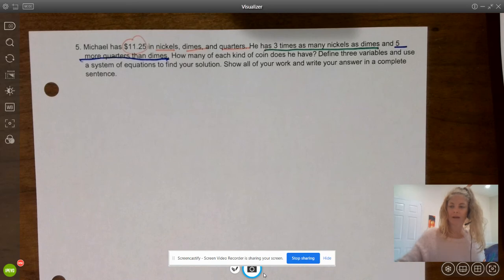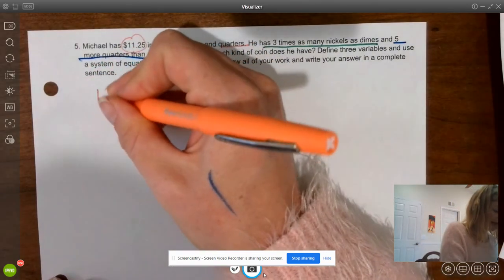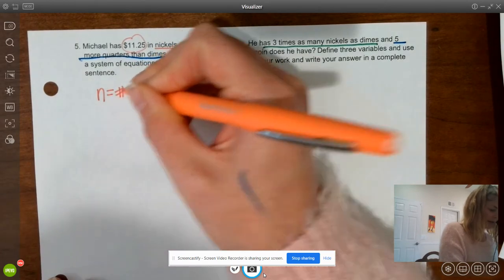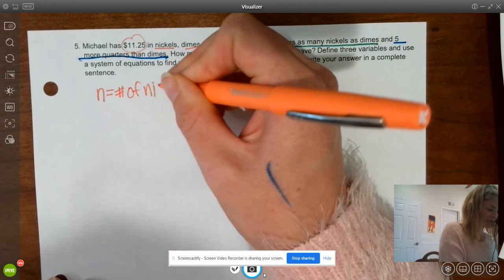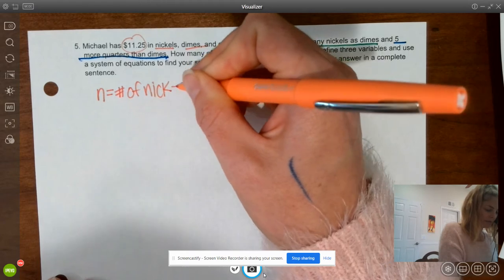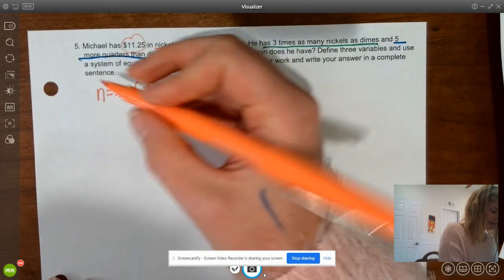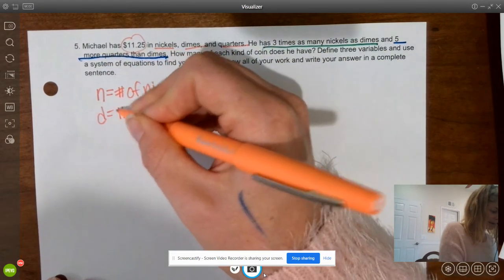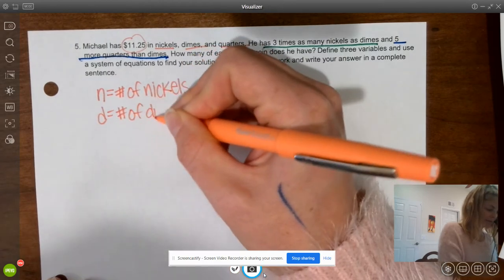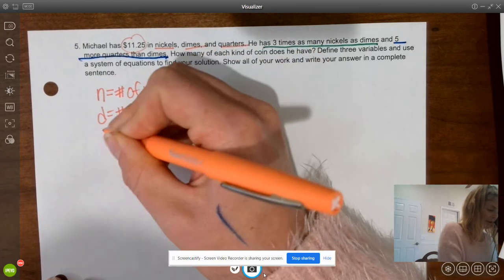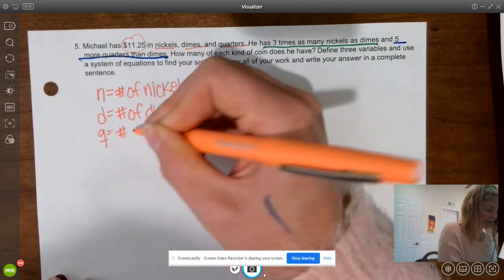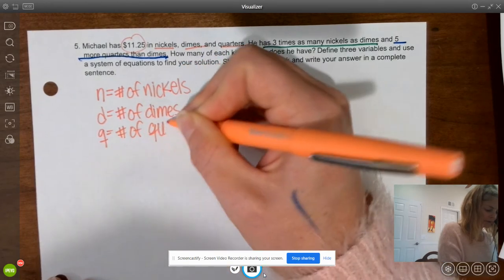Well, let's take a look at what our unknowns are here. Let's say n is equal to the number of nickels, d is equal to the number of dimes, and q is equal to the number of quarters.